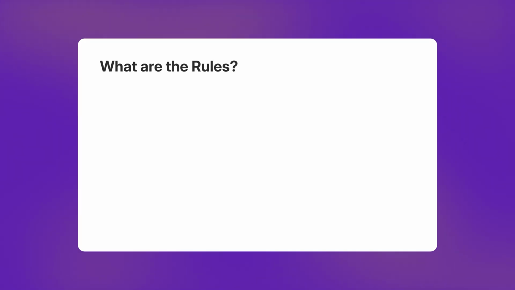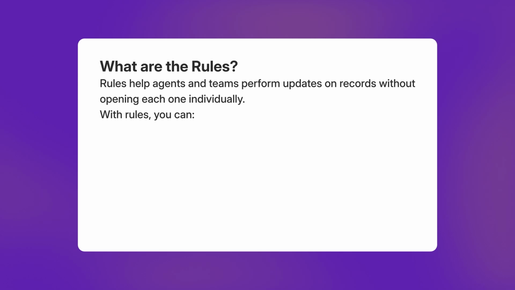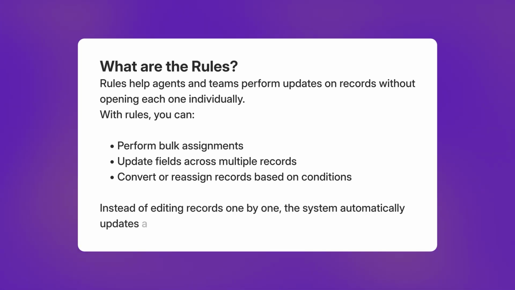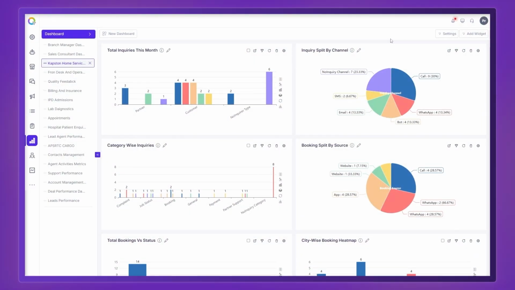What are the rules? Rules help agents and teams perform updates on records without opening each one individually. With rules, you can perform bulk assignments, update fields across multiple records, convert or reassign records based on conditions. Instead of editing records one by one, the system automatically updates all records that meet the rule conditions all at once. Let's create and execute a round-robin rule.